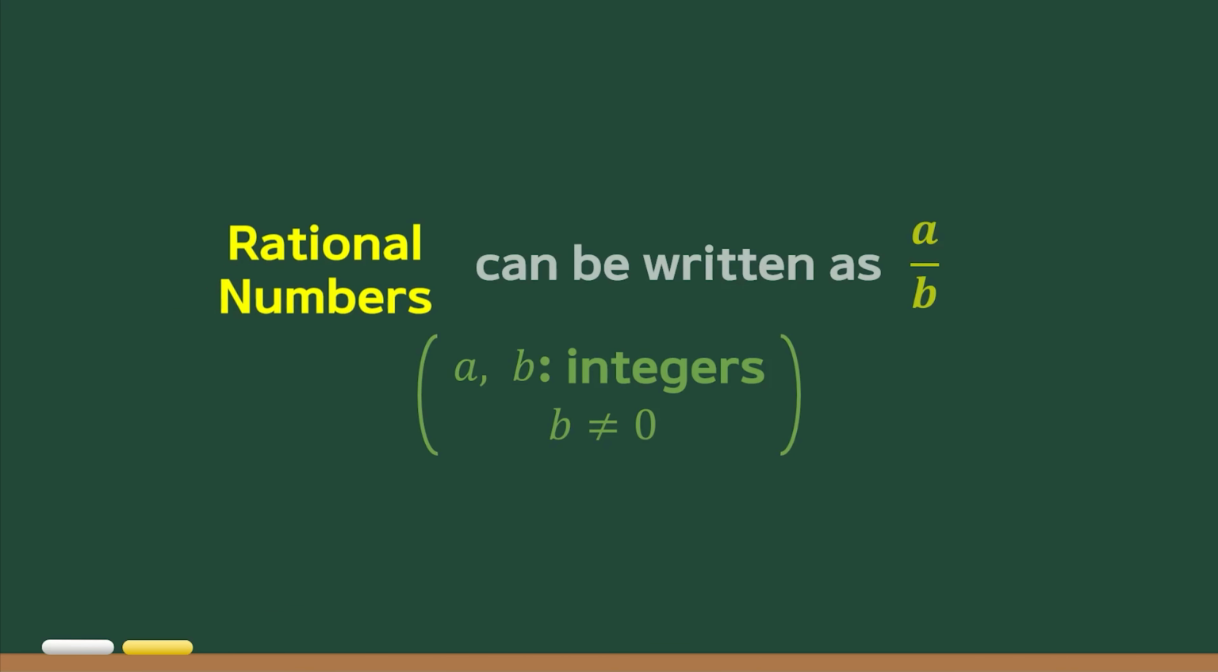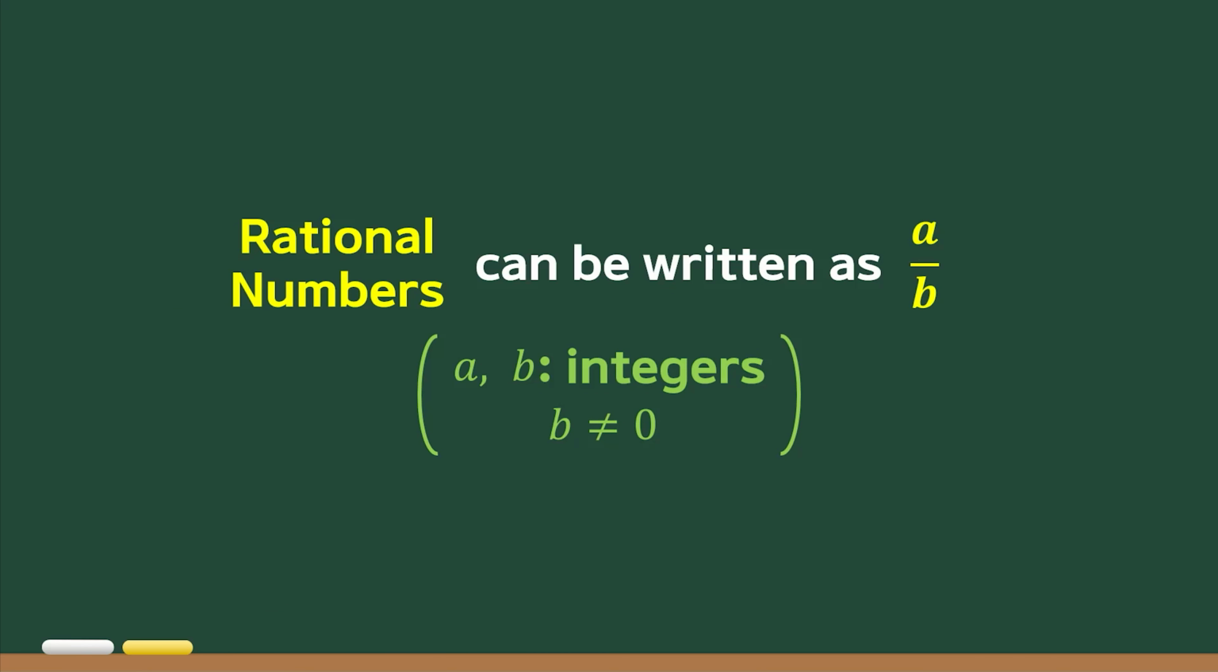A more complete definition is this. A rational number is any number that can be written in the form a over b, where a and b are integers and b is not 0. This is the key idea. If a number can be written as a fraction of two integers, then it is a rational number.